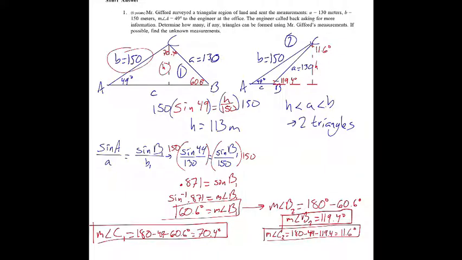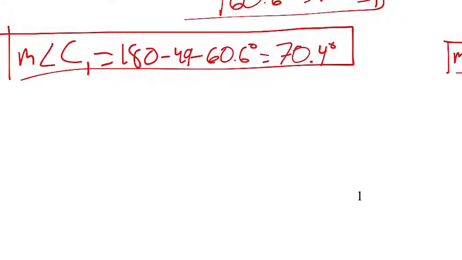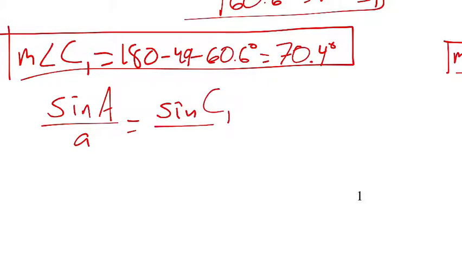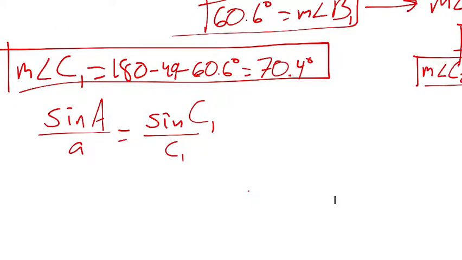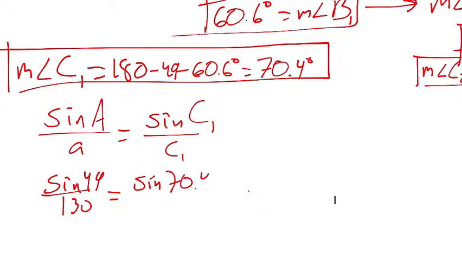So I'm going to zoom in a little bit so we have a little more room to work. We got to use the law of sines one more time to find side C. So we got sine of A over little a, use those because those are not rounded, equals the sine of C1 over little c1. Plugging in what we know, we have the sine of 49 degrees over 130 equals the sine of C1, which was 70.4, over little c1.